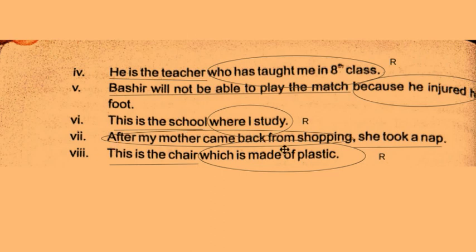After my mother came back from shopping, she took a nap. The main clause can also be at the end. In this sentence, the subordinate clause is first and then comes the main clause. She took a nap. Took a nap is the main clause, and the subordinate clause is after my mother came back from shopping. This is the chair which is made of plastic. Which is made of plastic is the subordinate clause. This is the chair is the main clause.